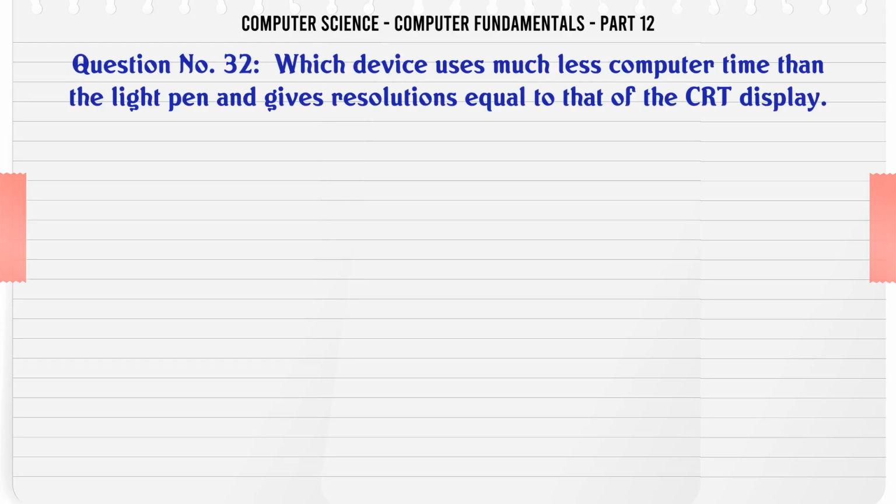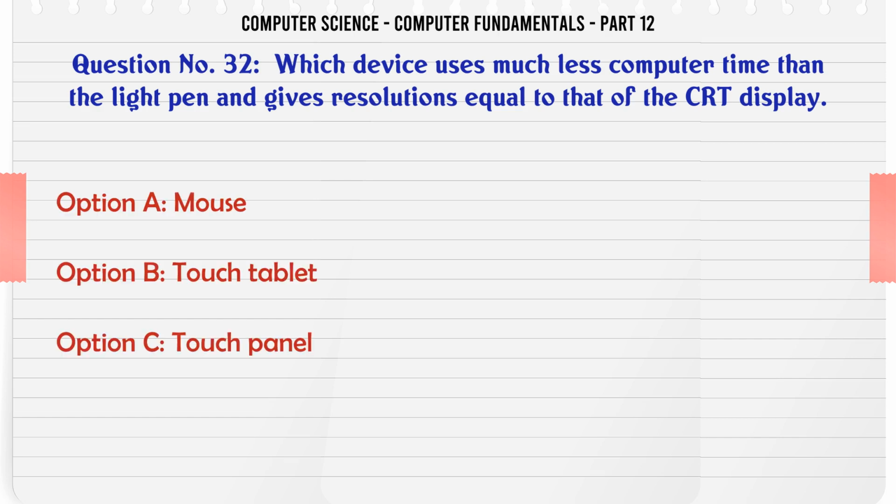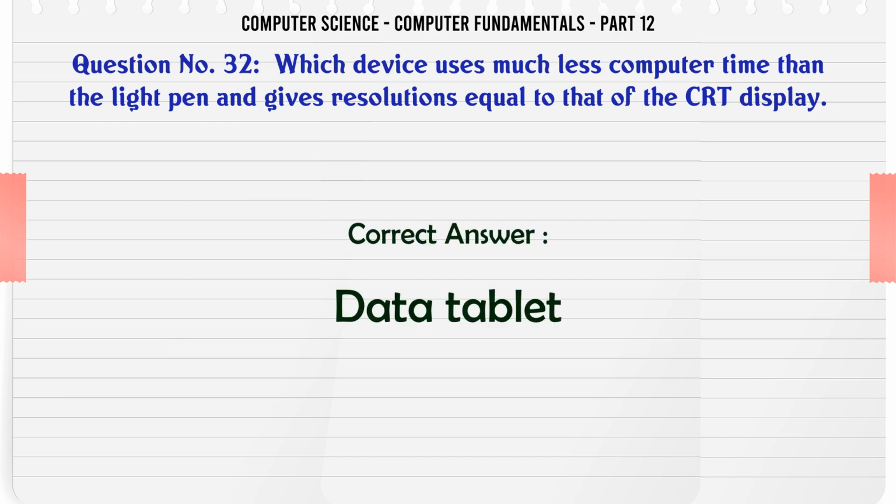Which device uses much less computer time than the light pen and gives resolutions equal to that of the CRT display? A. Mouse, B. Touch tablet, C. Touch panel, D. Data tablet. The correct answer is data tablet.